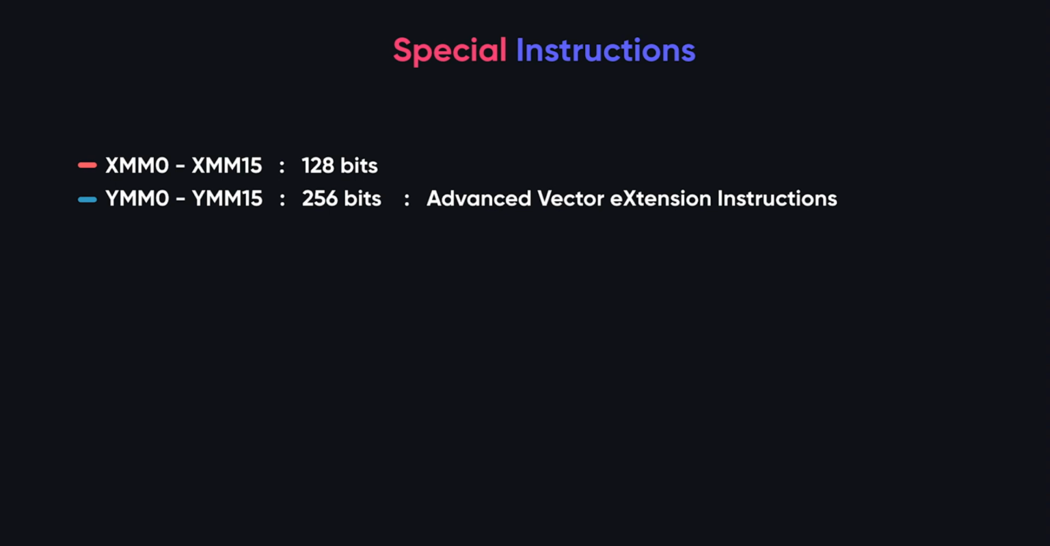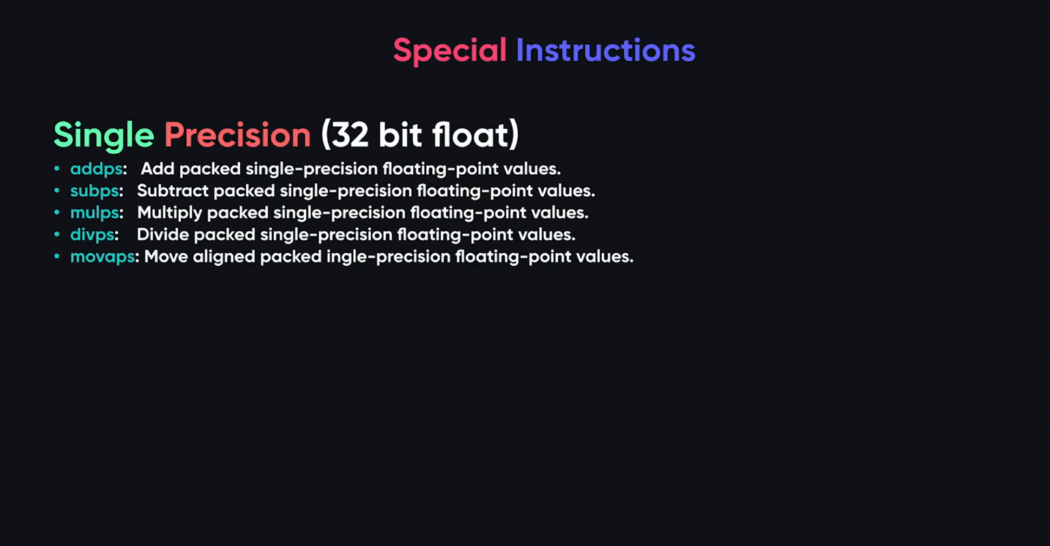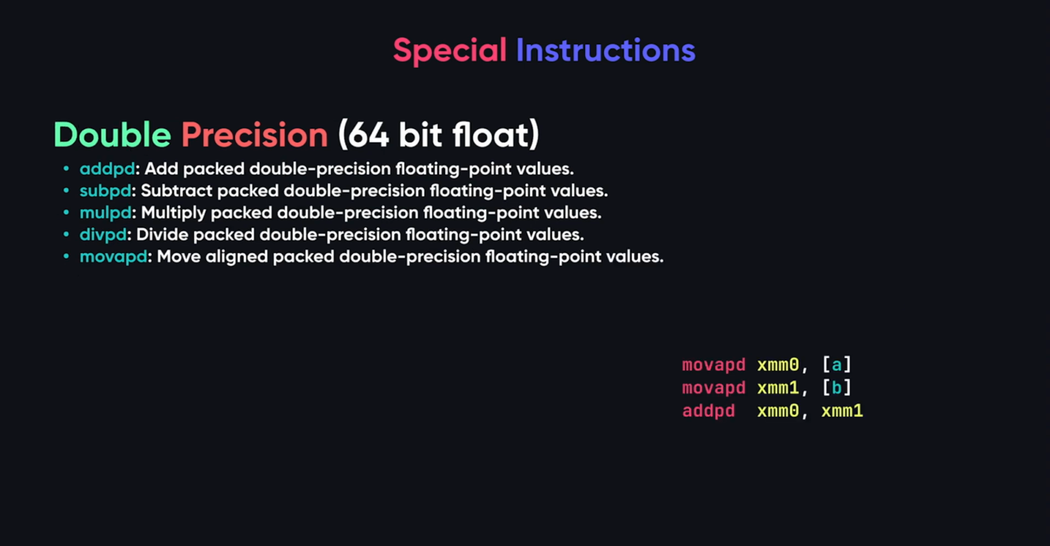Now let's look at some common instructions which are used with single precision or 32-bit floats. These instructions have more or less the same effects as the normal add, sub, mul, div, and mov instructions, which are used for normal general purpose registers. For example, this snippet of code moves the floating point numbers from the variables A and B to the registers XMM0 and XMM1, and then adds them, and the result is stored in XMM0. Similarly, the instructions for double are just different in their names and operation sizes. Otherwise, they do more or less the same things as their general purpose counterparts.